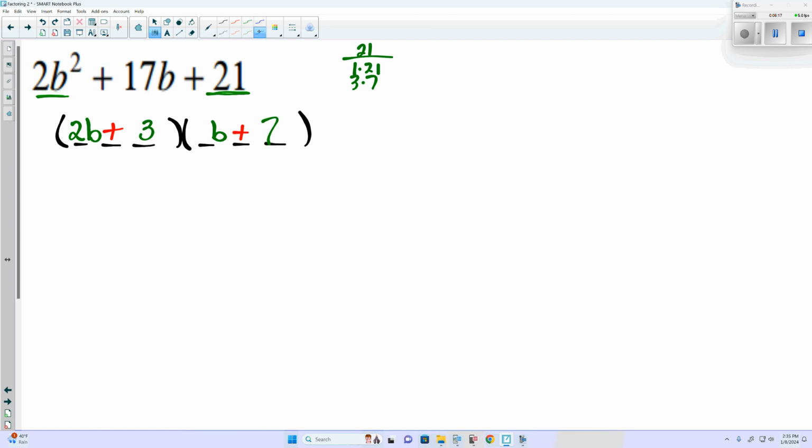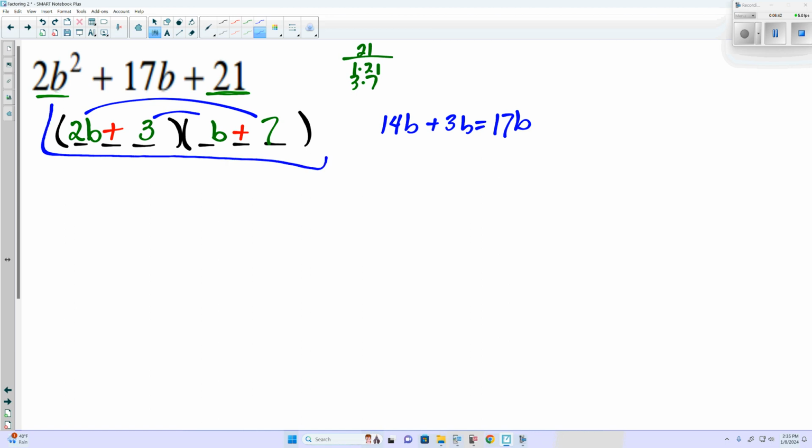And 7. If we check this here, 2b times 7 is 14b. Positive 3 times b is positive 3b, so we do plus 3b. And 14b plus 3b is... Questions on any of this here? Since that is the middle term we wanted, it's 2b plus 3 times b plus 7. Any questions on any of this here?